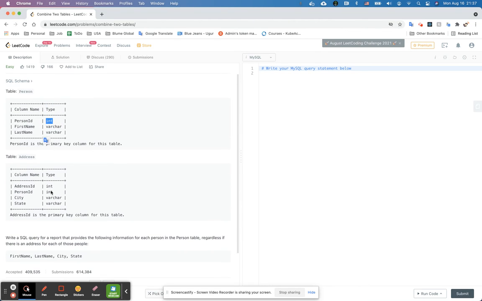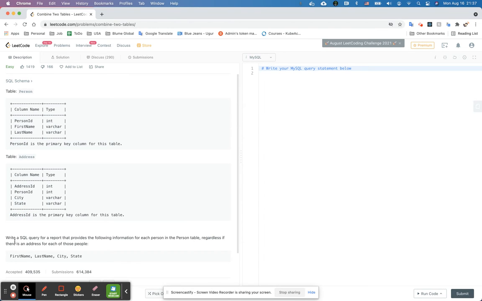Okay, the second table, as you see here, is the Address table. The address ID is an integer. Person ID here as well is an integer, and the city and state are string characters. Let's see what the problem is. And the other thing is that on the other side, address ID is the primary key.